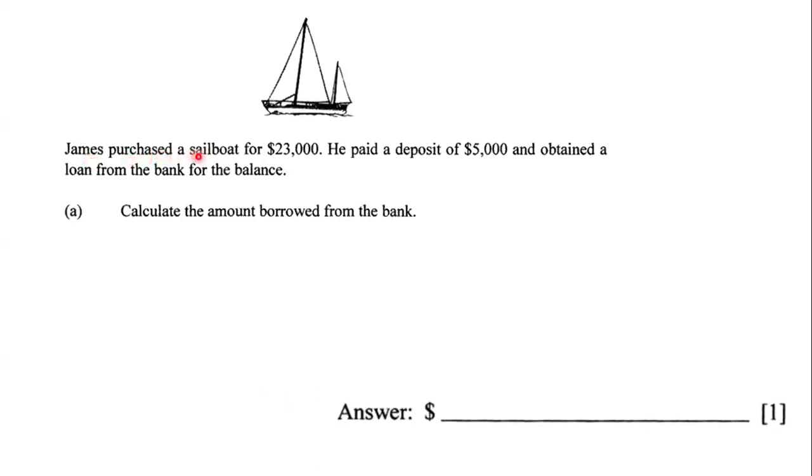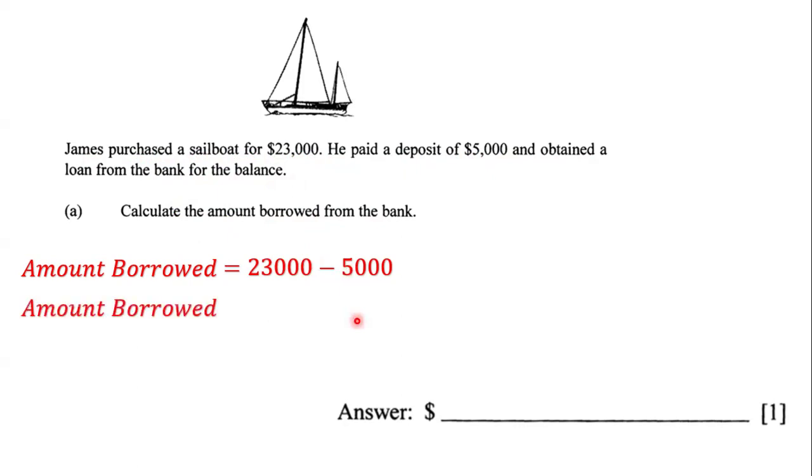James purchased a sailboat for $23,000. He paid a deposit of $5,000 and obtained a loan from the bank for the balance. Calculate the amount borrowed from the bank. In order to determine the amount borrowed from the bank, we're going to take 23,000 and subtract 5,000, and that's going to give us 18,000. So the amount that he borrowed from the bank is $18,000.